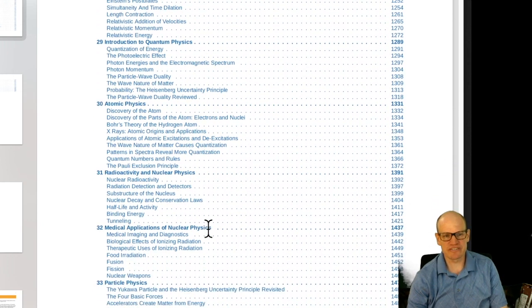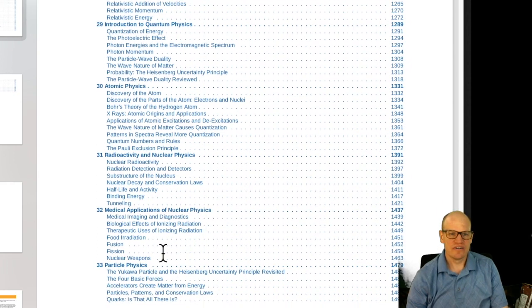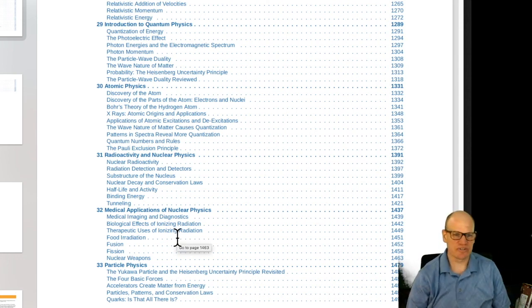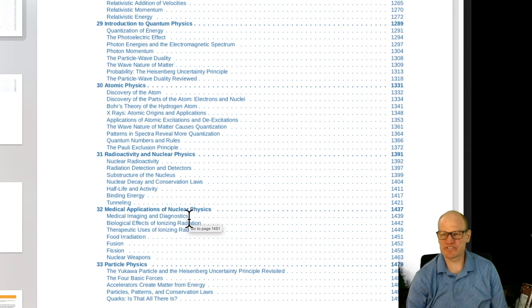like nuclear medicine, how these different things work, how PET scans and CAT scans work. I'll need to read up on that. It's one of those things where I always have to read it to remind myself how it works.